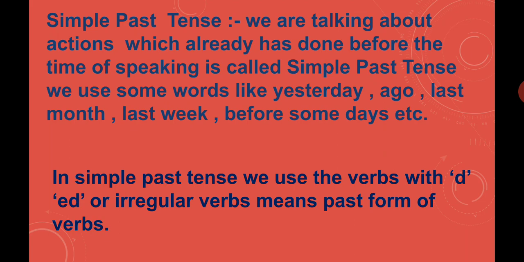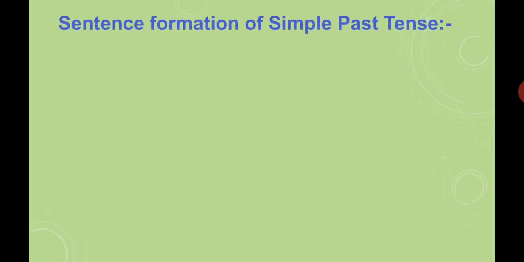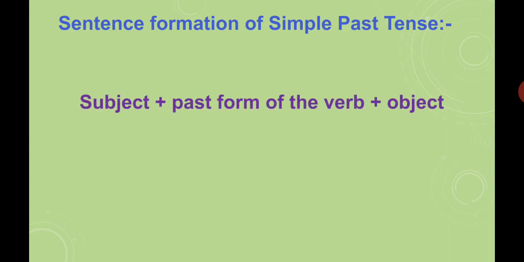So if there are regular verbs or irregular verbs in the sentence, the verb with d or ed or an irregular verb, then we will identify that the tense is simple past tense. Understand? Let's see the sentence formation of simple past tense. First of all, subject, then the past form of the verb, maybe a regular form or maybe an irregular form, and then object.